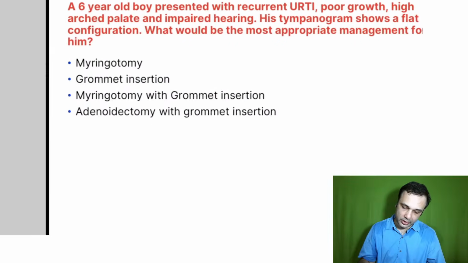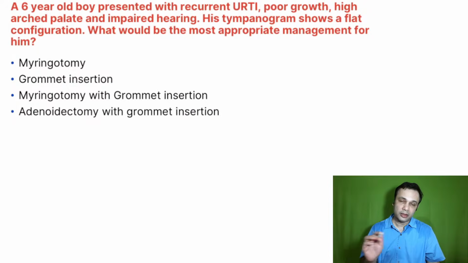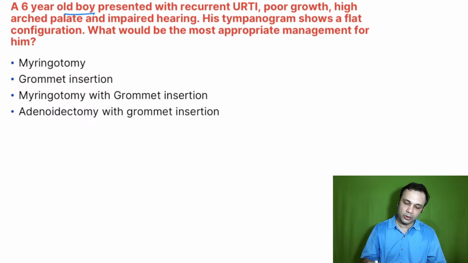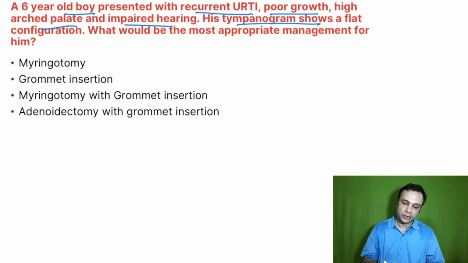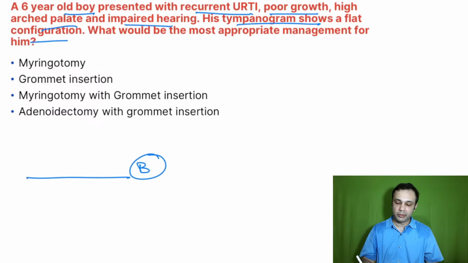Okay, this is what we've discussed. Right. Simple, straightforward, 6-year-old boy, recurrent URTI, pure growth. This I added, although it has to come in adenoids because there was a hint of tympanogram here. That is why I put it here. So high arched palate, impaired hearing. Tympanogram shows a flat configuration. So a B-type curve. Where do you see a B-type curve?